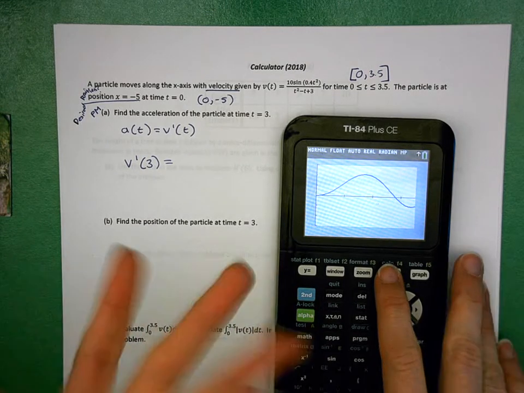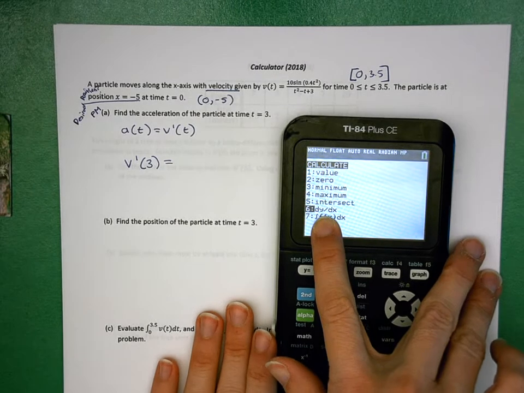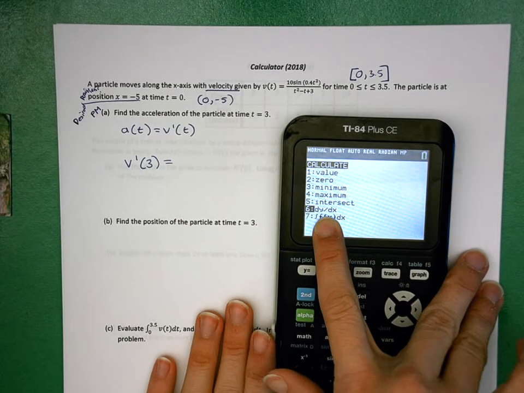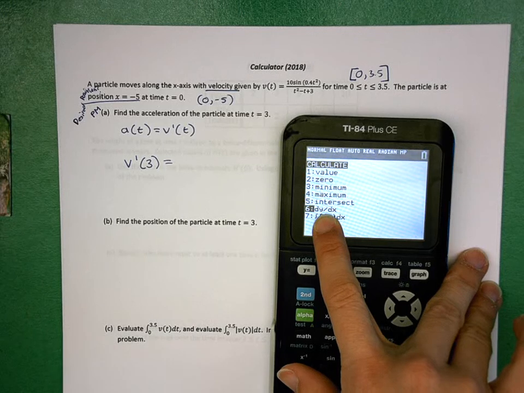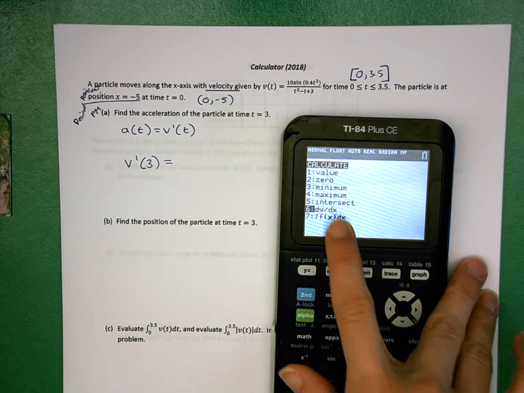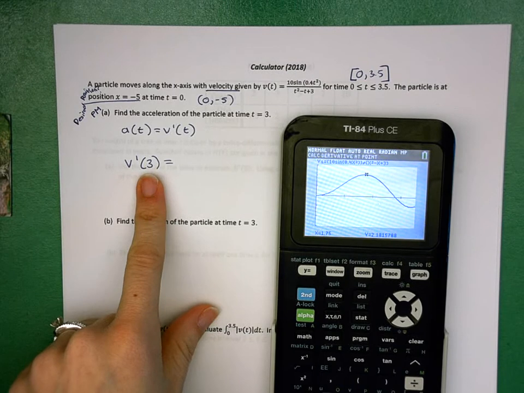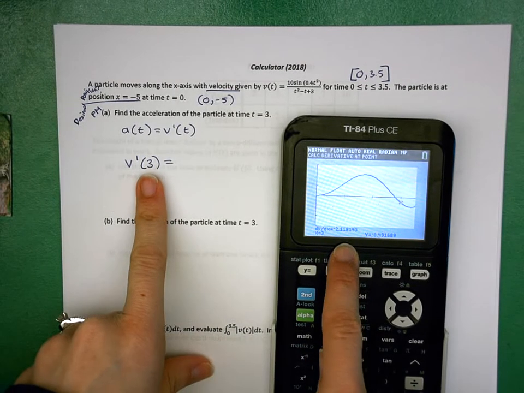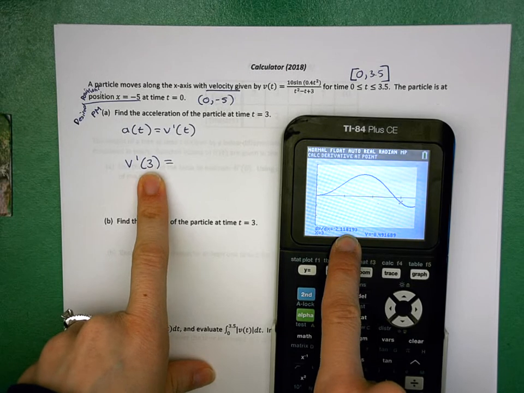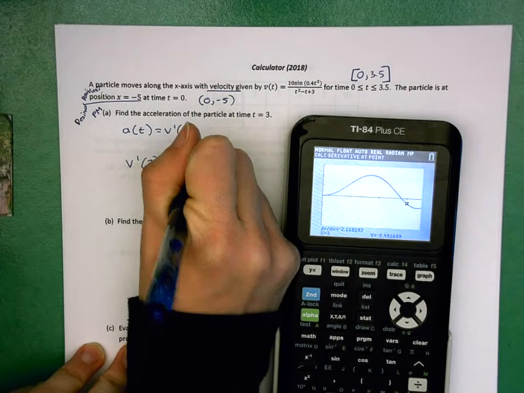For me, like I said, I typically do my graph. So I do second calc or F5 or analyze graph or GSolve for depending on what calculator you have. And then your derivative. And then we want the derivative at 3, so I'm going to go ahead and type in 3, and it'll tell me my derivative at 3 is negative 2.118. Okay. It's a negative 2.118.